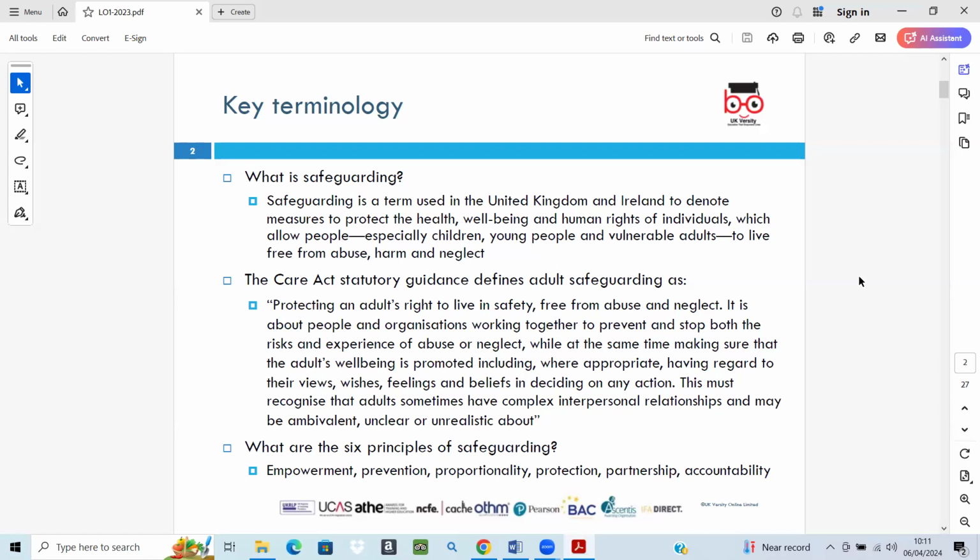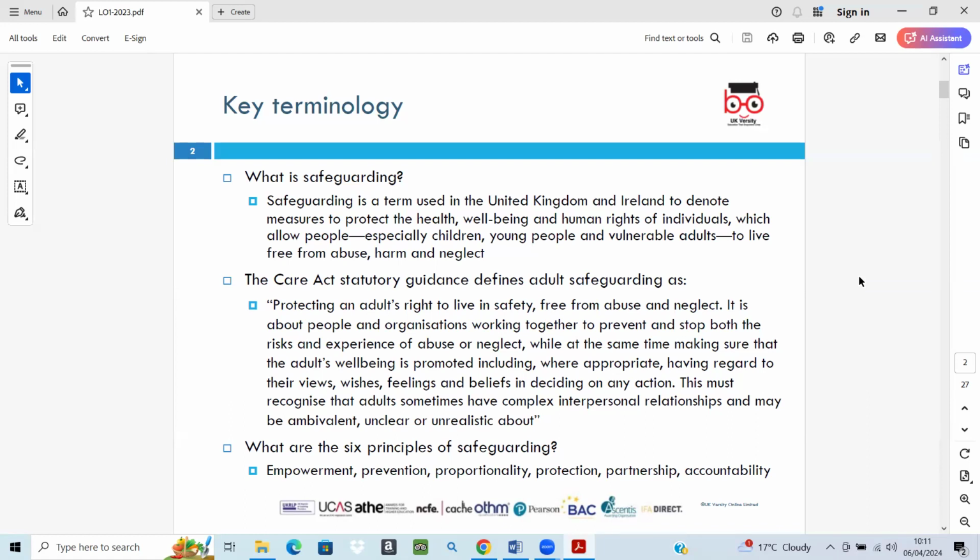We have protection. Okay, so now we have the protection. Protection is providing support to those who are in greatest need, and this involves taking steps to ensure that individuals who are at risk of harm are kept safe and their welfare is prioritized. Then we have partnership.